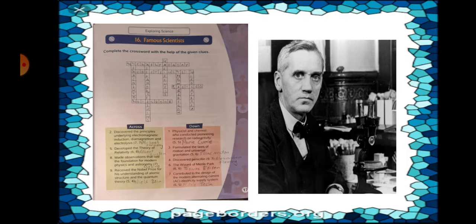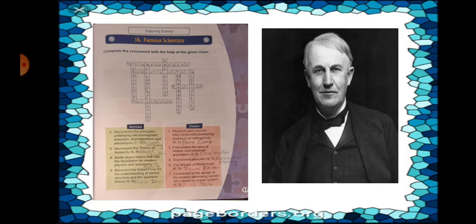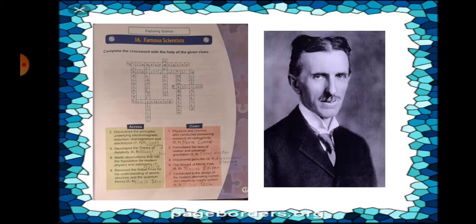Now number 6 downward puzzle, children. The Wizard of Menlo Park. So the Wizard of Menlo Park was Thomas Edison. So here is the picture of Thomas Edison. He is Thomas Edison. Now number 7, contributed to the design of the modern alternating current AC electricity supply system. He was Nikola Tesla. Okay, and here is the picture of Nikola Tesla.